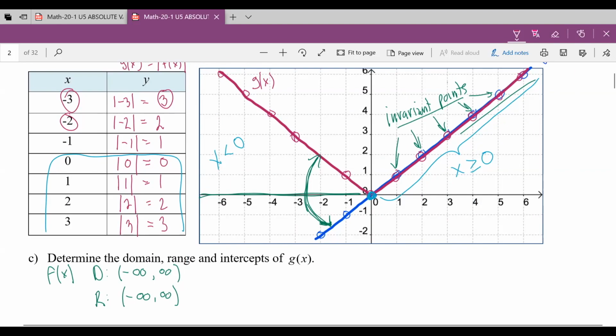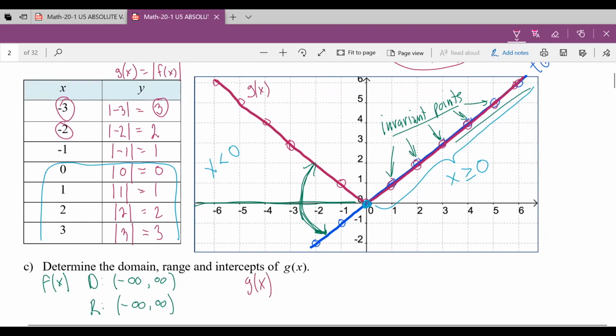Let's take a look at the domain and range of g of x now. The domain and range don't seem to have changed at all. They still can go on forever and ever in the left direction of x, so in the negative direction, and in the positive direction. So it doesn't look like, at first blush, that the domain changes. It still is from negative infinity to positive infinity.